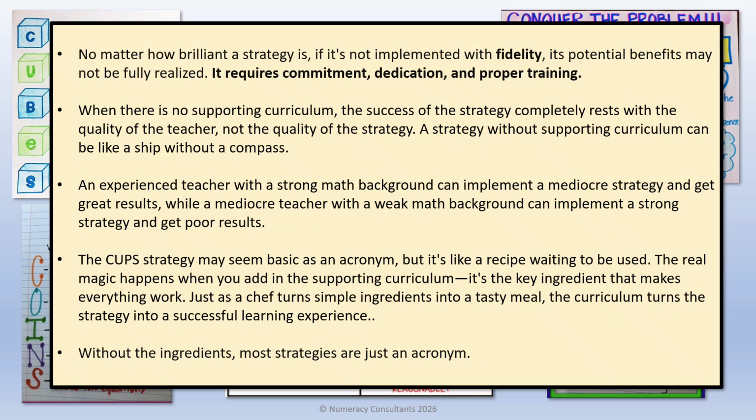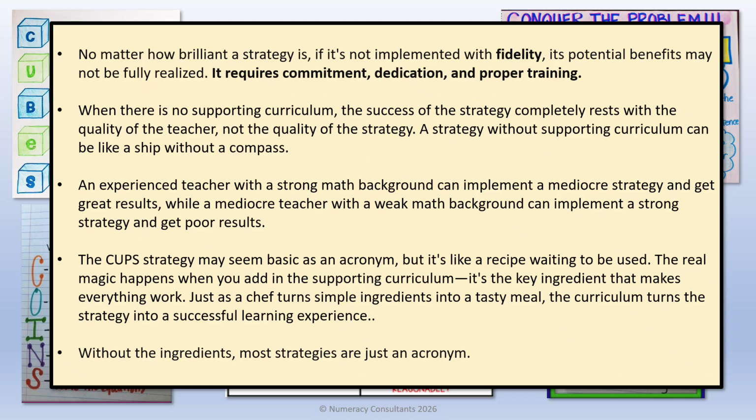And here's just some points. No matter how brilliant a strategy is, if it's not implemented with fidelity, its potential benefits may not be fully realized. It requires commitment, dedication, and proper training. Essentially, you could go watch somebody do the CUBES strategy. You could watch three fourth grade teachers do it, and you could see it being implemented in three very different ways. So it's very important that if you're going to use a strategy, there's training and there's a commitment to it, and everybody understands what they're supposed to be doing.